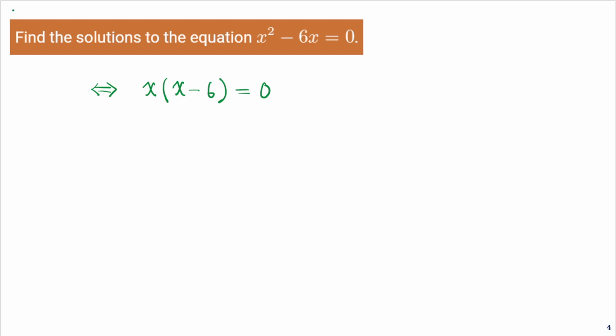So basically you have a product of two numbers, x and x minus 6 equals 0. Therefore we have either x equals 0 or x minus 6 is 0, right? Therefore our final solution is x is 0, or x can also be 6. You get it?